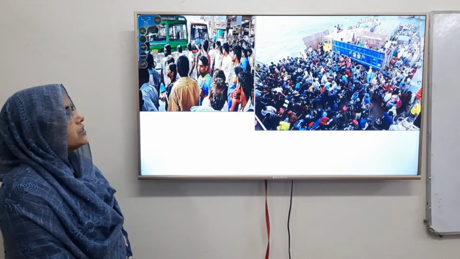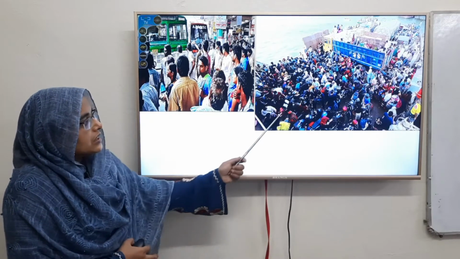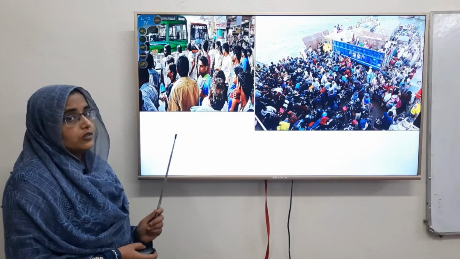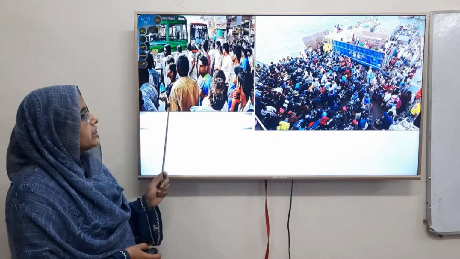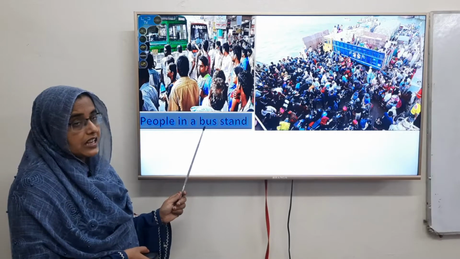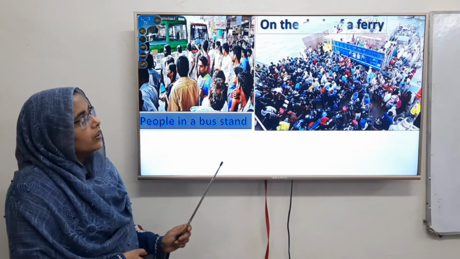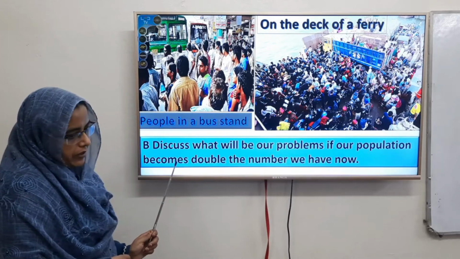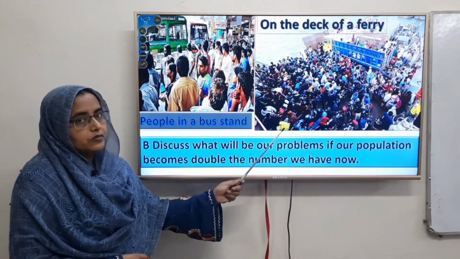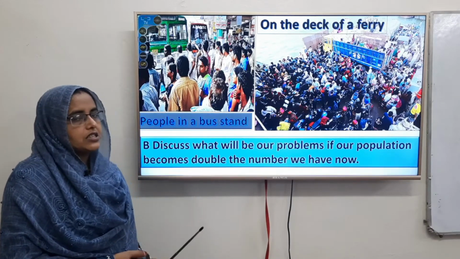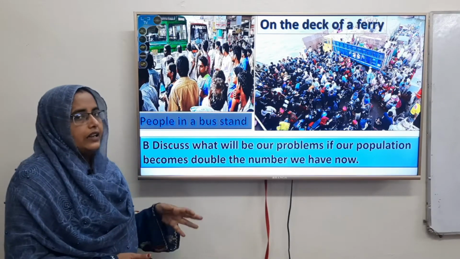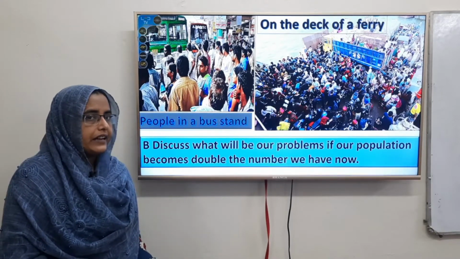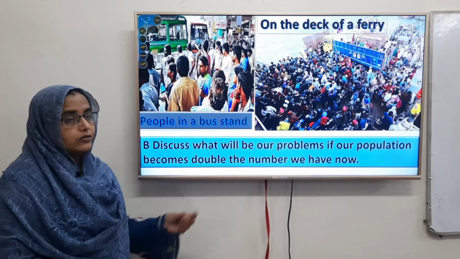Learners, here are two pictures. We can see in this picture too many people, and here is also too many people. We can see people at a bus stand and people on the deck of a ferry. What is the problem? We have too much population in our country. Our land is very small and we have a lot of population. That is the problem.